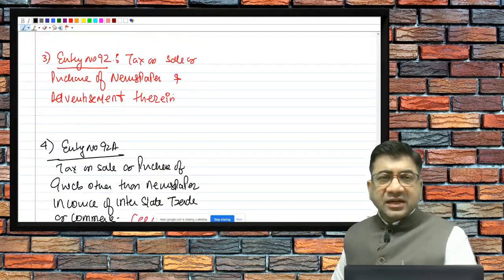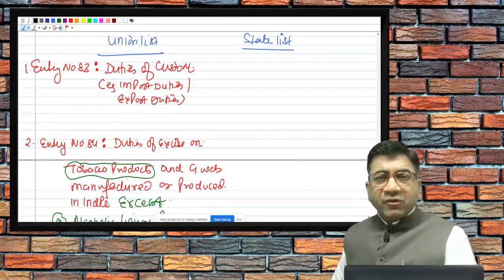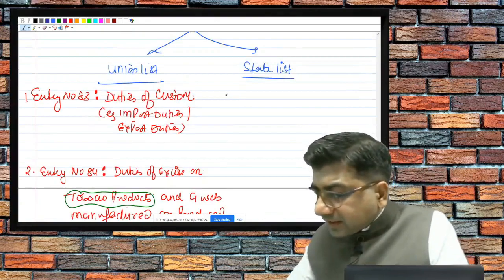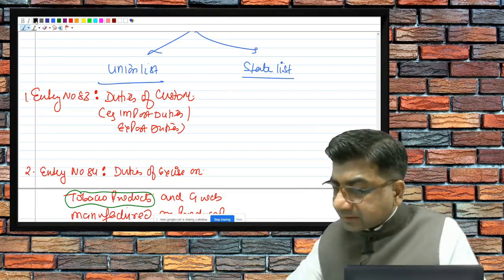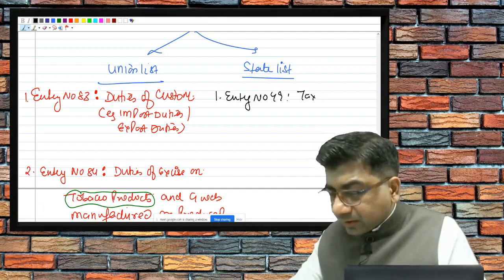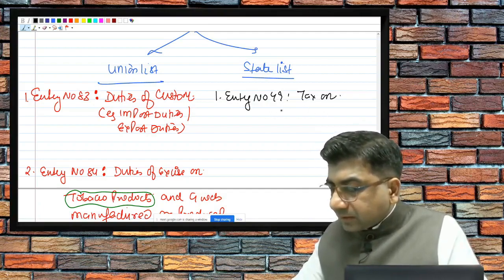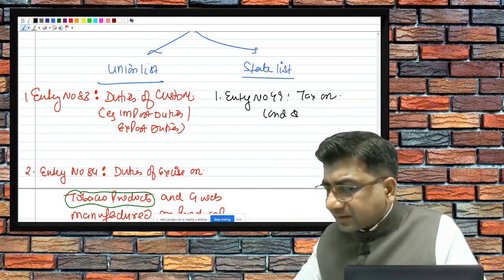Now let's take up the historical perspective of the state government. The key entries of the state government were entry number 49, tax on land and buildings.